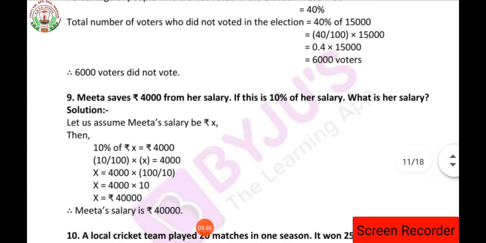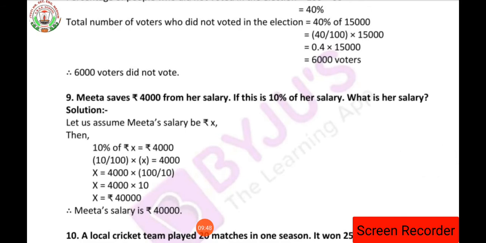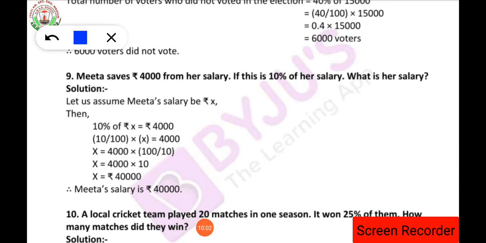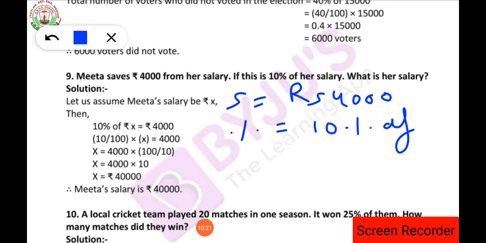In the same way, we are going to see 2 more questions as a revision. So here is, Meeta saves rupees 4,000 from her salary. If this is 10% of her salary, what is her salary? That means you have to find the salary in amount form. Okay, so Meeta saves how much rupees? She is going to save rupees 4,000, isn't it? That means this is 10% of her salary. Okay, so what is her salary?